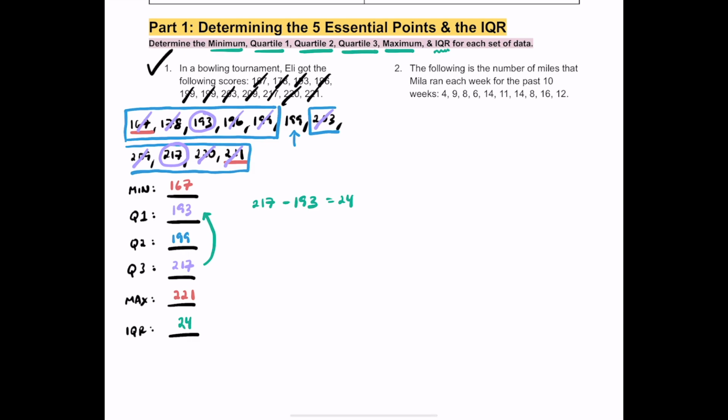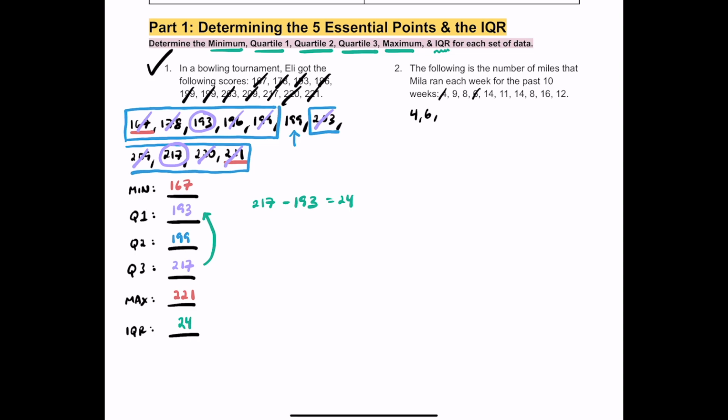Number 1 is complete. All right, number 2, following is the number of miles that Mila ran each week for the past 10 weeks. Okay, so let's just start off by writing in order from least to greatest. So I think we see a 4 here. And she did, was there another 4? No. I think 6 was the next one.